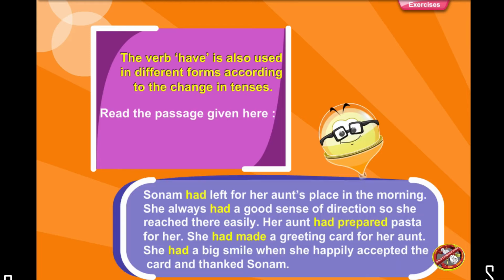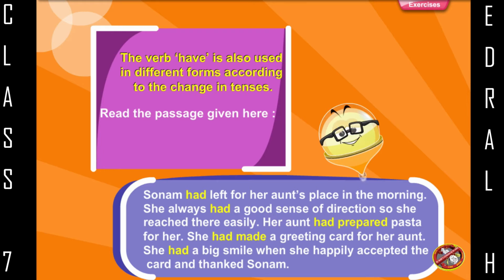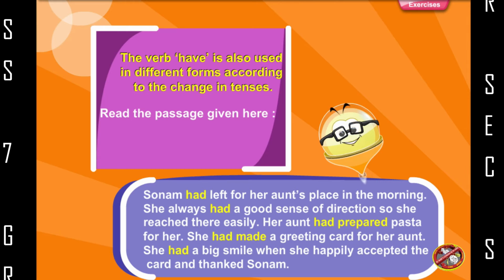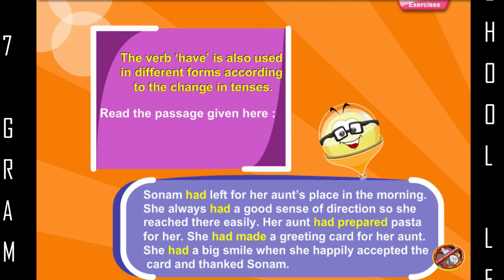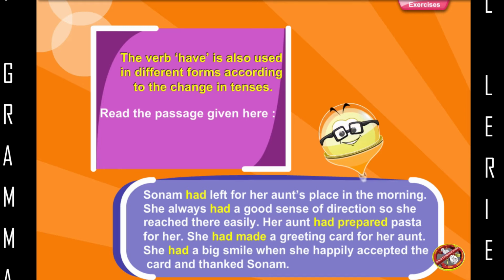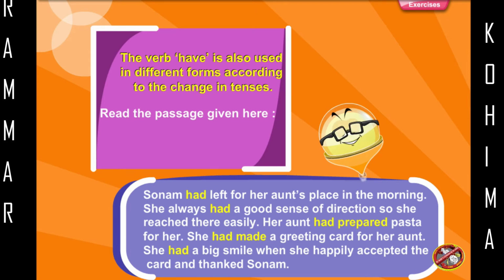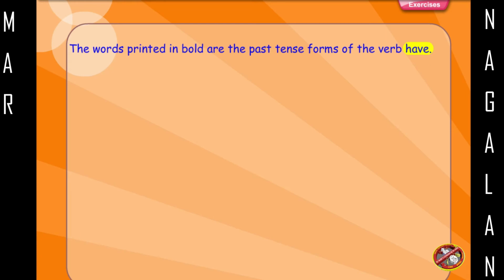Sonam had left for her aunt's place in the morning. She always had a good sense of direction, so she reached there easily. Her aunt had prepared pasta for her. She had made a greeting card for her aunt. She had a big smile when she happily accepted the card and thanked Sonam. The words printed in bold are the past tense forms of the verb have.